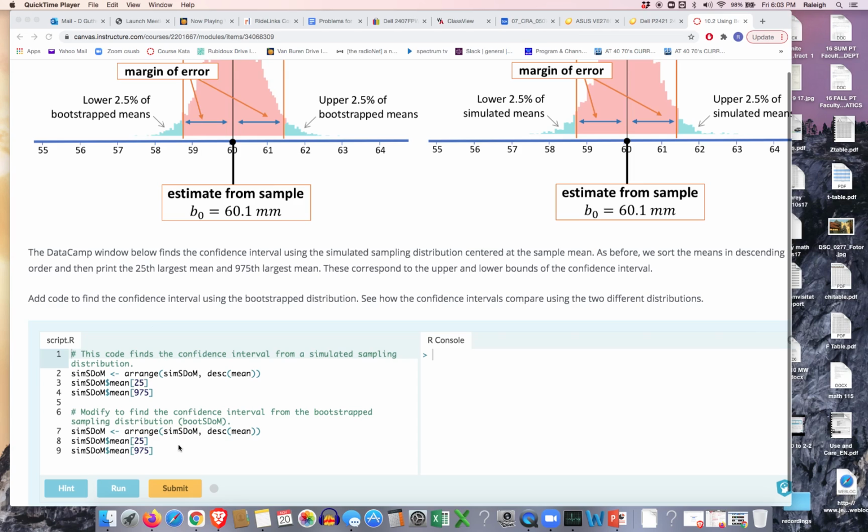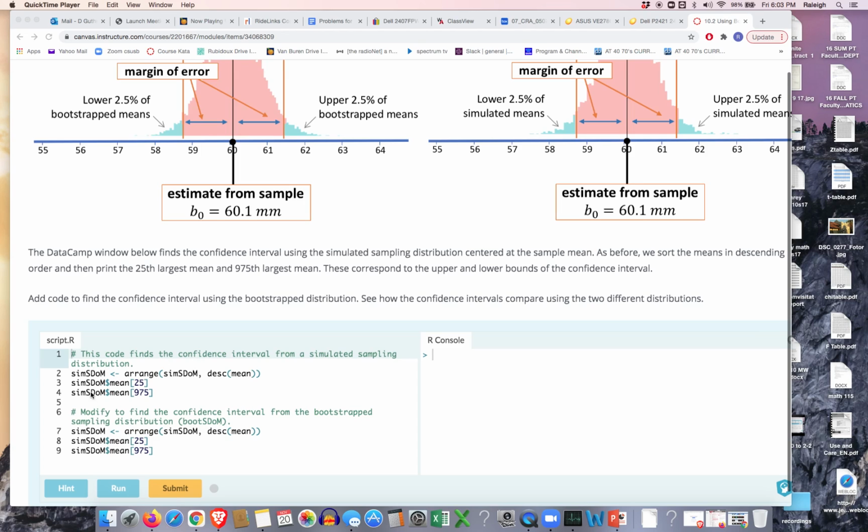The Data Cap window down here finds the confidence interval using the simulated sampling distribution centered at the sample mean, and sorts the means just like before. And we're going to find the 25th largest mean and the 975th largest mean, because everything in between is the middle 950 out of 1,000. That's 95%, the upper and lower bounds of the confidence interval. We did this before. We're also going to do it with the bootstrap distribution.